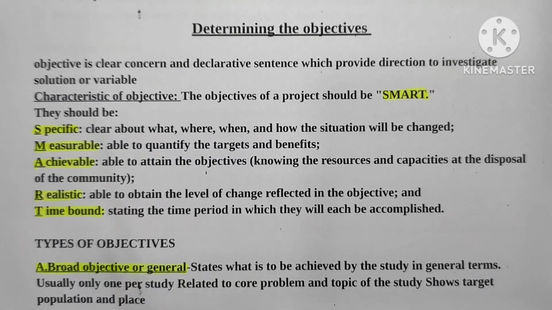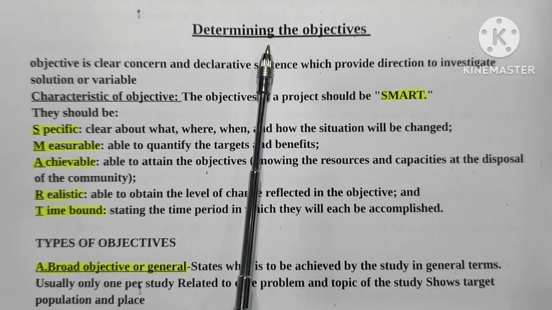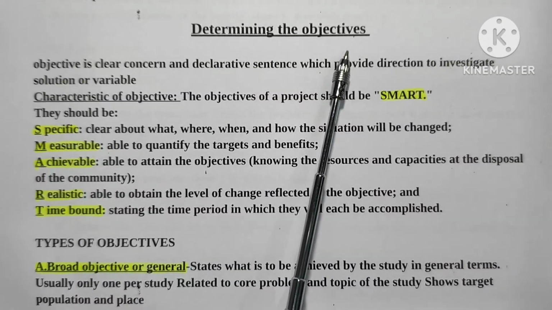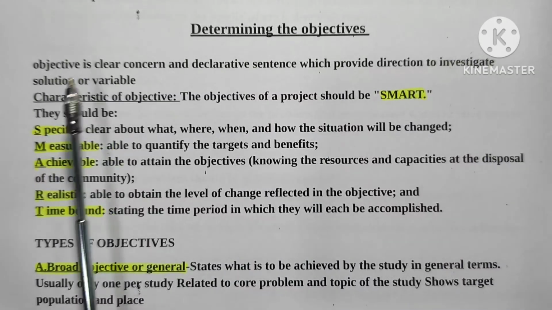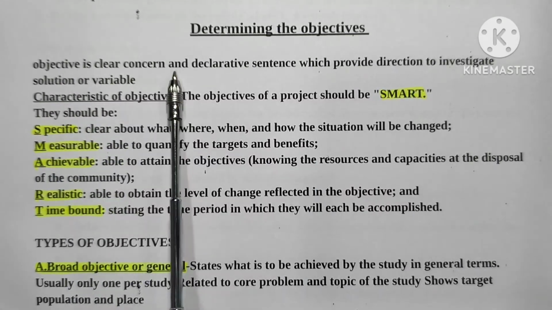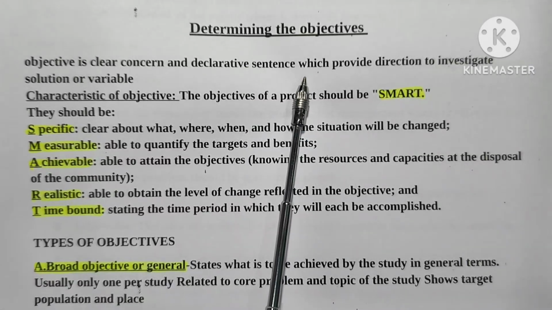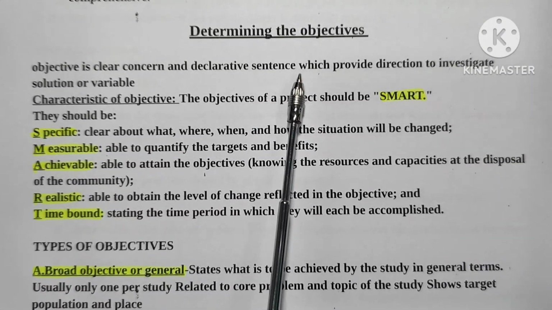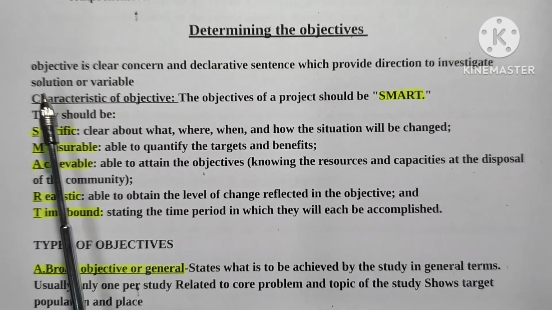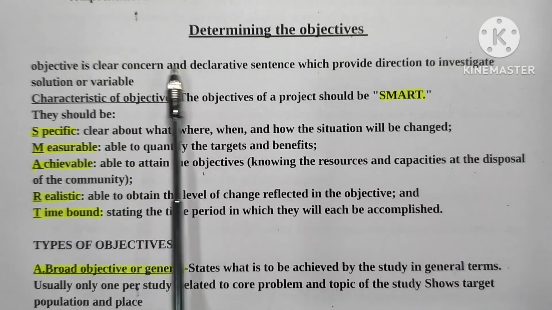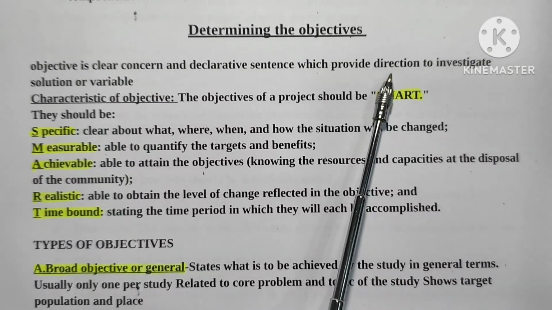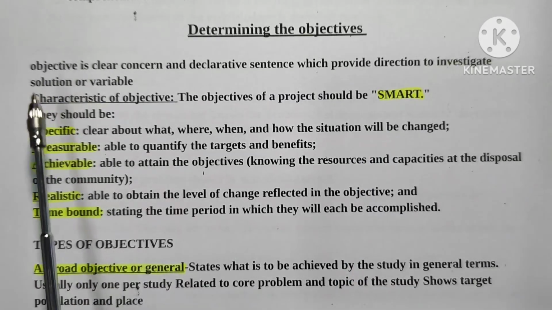After the research problem, next is determining the objectives. Objectives are very important. After the problem statement is selected, determining the objectives is a very important step. What is an objective? The meaning is a clear, concise, declarative sentence. You have to clearly declare in the form of a sentence which provides direction to investigate the solution or variable. To find out the solution, this objective should be a declarative sentence which gives direction to the researcher to conduct the study. That is called an objective.